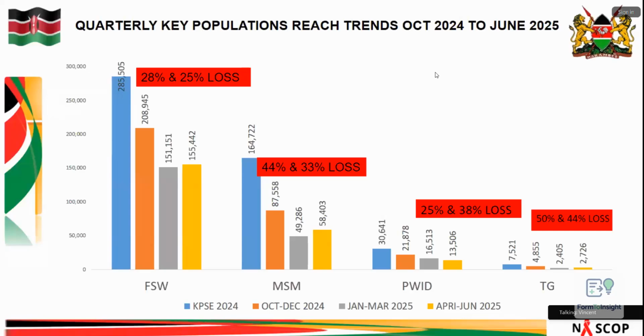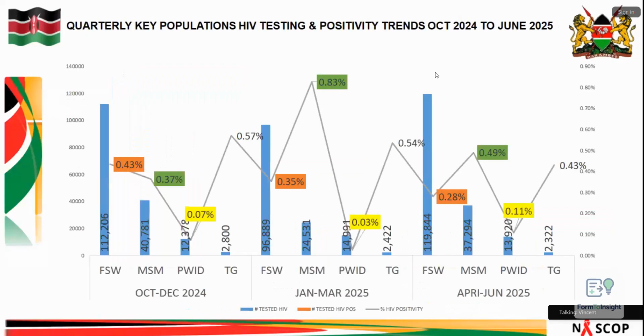And then for the transgender population, this has been majorly affected, because you can see out of an estimated population of 7,521 nationally, we were able to reach 4,855 in the quarter ending December 2024. But now we have dropped by 50% in the quarter ending March 2025 and 44% in the quarter ending June 2025. So when we look at even positivity trends per KP typology in these respective quarters, you can see FSW, a slight drop.